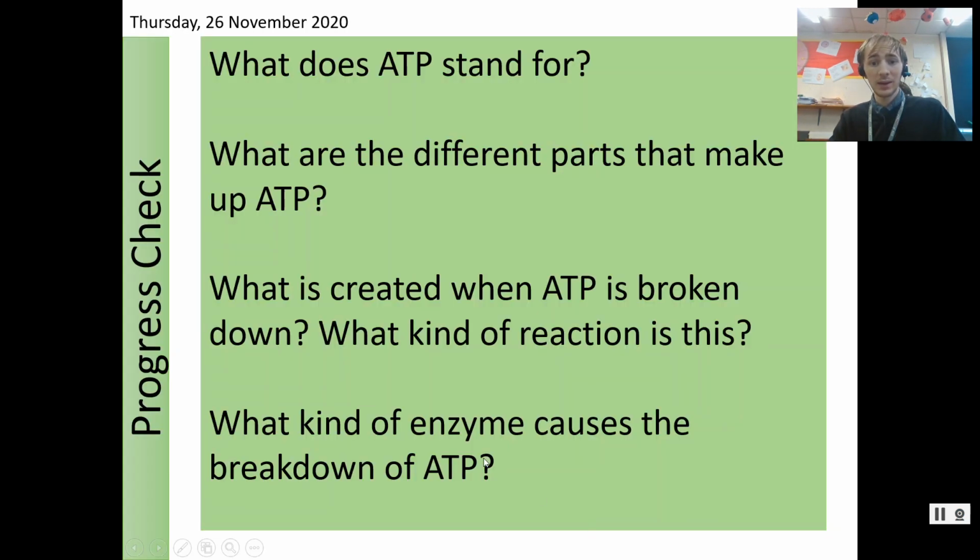Right, that is the end of that. Now I'm going to skip these questions. If you want to pause and have a look at the progress check, you have a couple of minutes just to do that. I would do it in class, but I don't think there's much point me sitting and watching you do that.